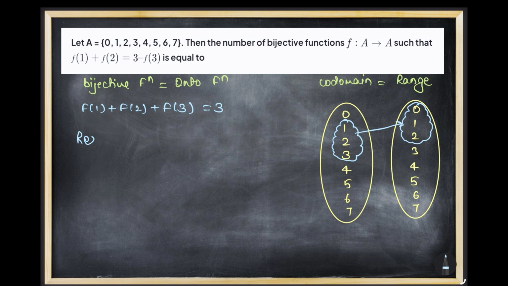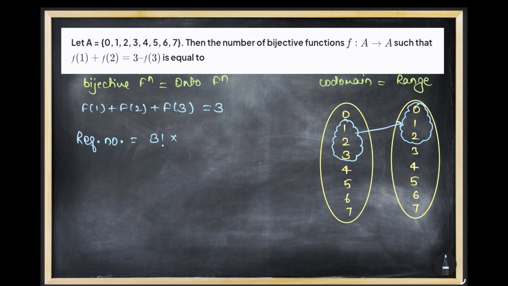So can I say that the required number, I'm focused on the cloud. So the first element of the cloud has how many choices? 3 choices. Second element of the cloud will have how many choices? 2 choices. Third element of the cloud will have how many choices? 1 choice. So it is 3 factorial. Is your task completed? No.